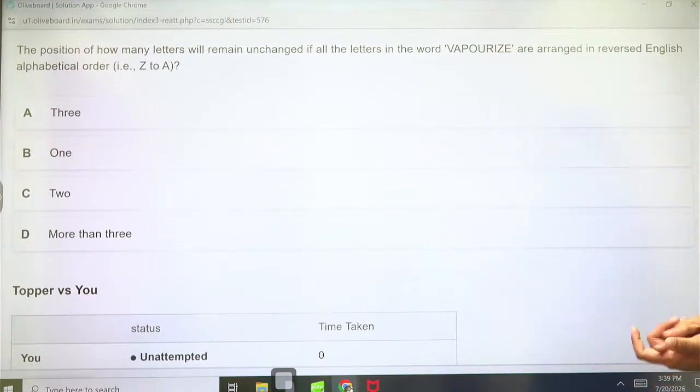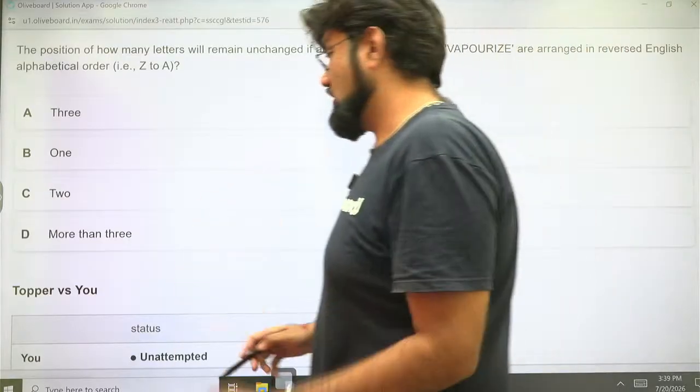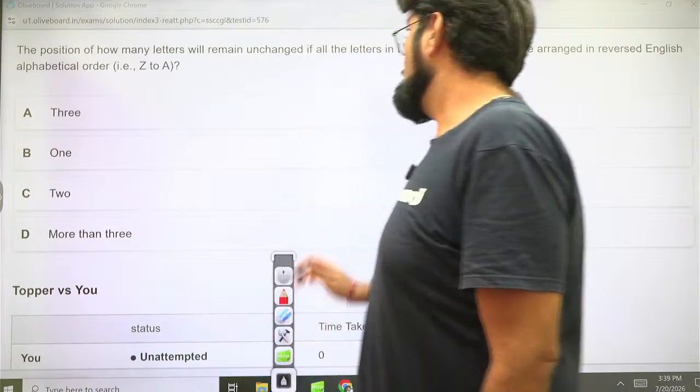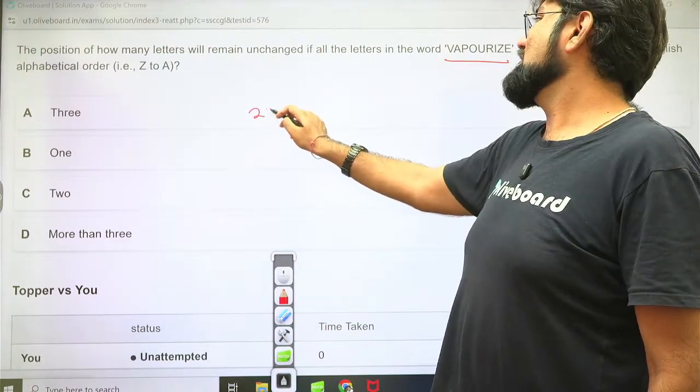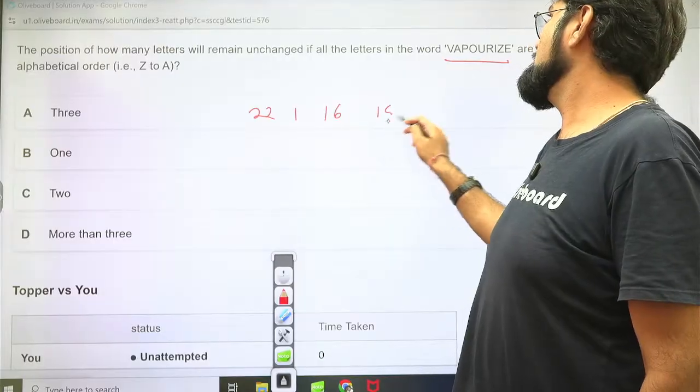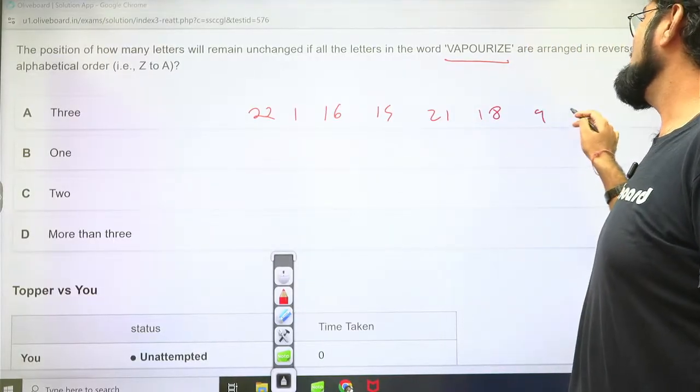The position of how many letters will remain unchanged if all the letters of the word vaporize are arranged in reversed English alphabetical order. Make sure you read it very clearly. So this time it's better that you write the place values first of vaporize. So it's 22, 1, 16, 15, 21, 18, 9, 26, 5.